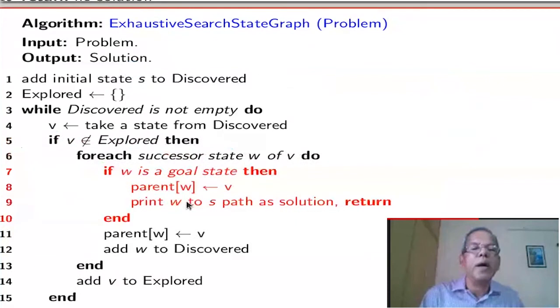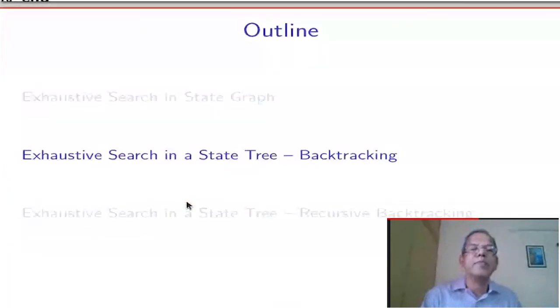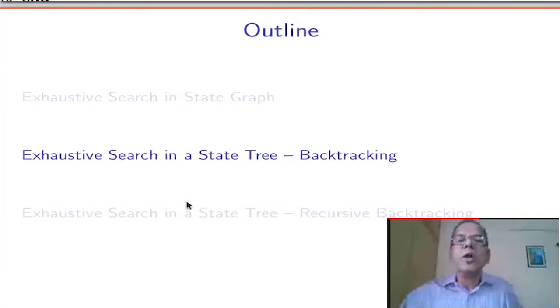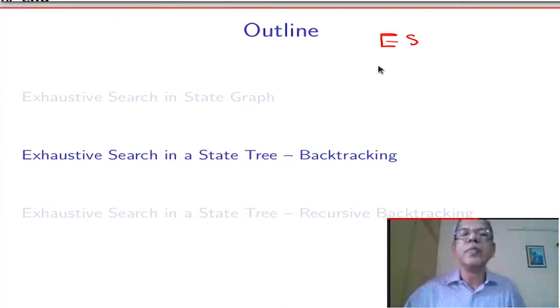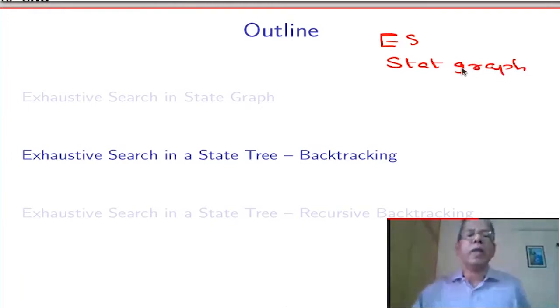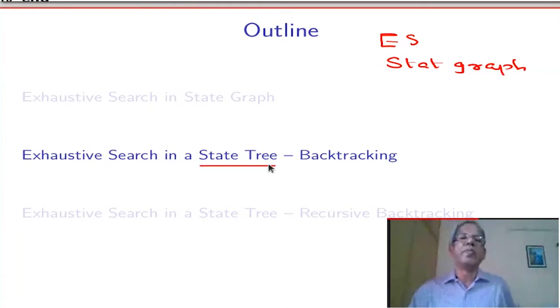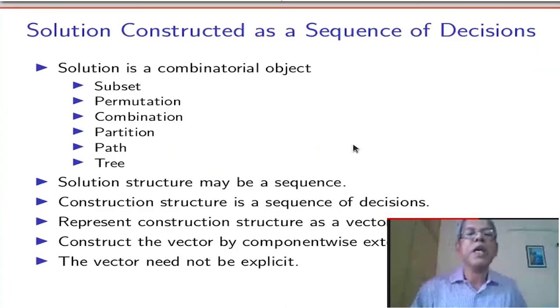Okay, let's go on. And therefore, this is the resulting algorithm. So what we have seen till now is exhaustive search on a state graph. For some problems, the state space is not a graph, but a tree. If the state space is not a graph but a tree, then exhaustive search reduces to backtracking. We will see how it becomes.